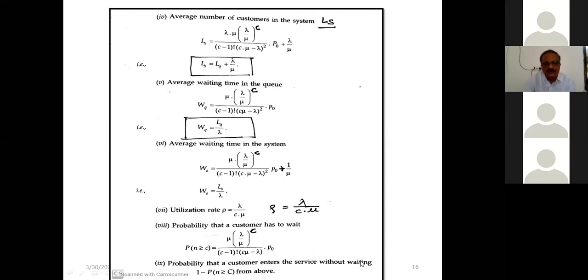That means this is again a case where the system is empty, all the servers are empty. In that case, we will have to find it as 1 minus the probability that there are this many customers. Once you find this value from this formula, you will be able to find the probability of no customer in the system. So these are the 9 measures of this particular model.